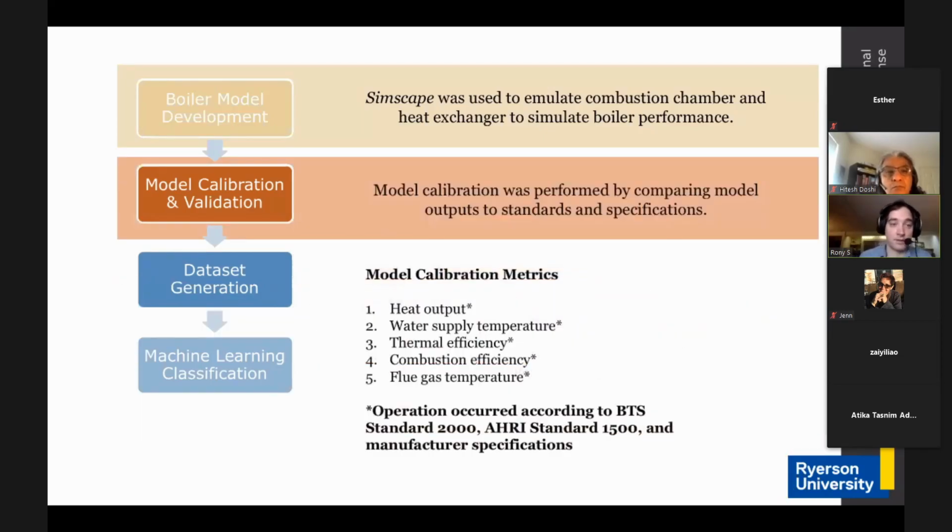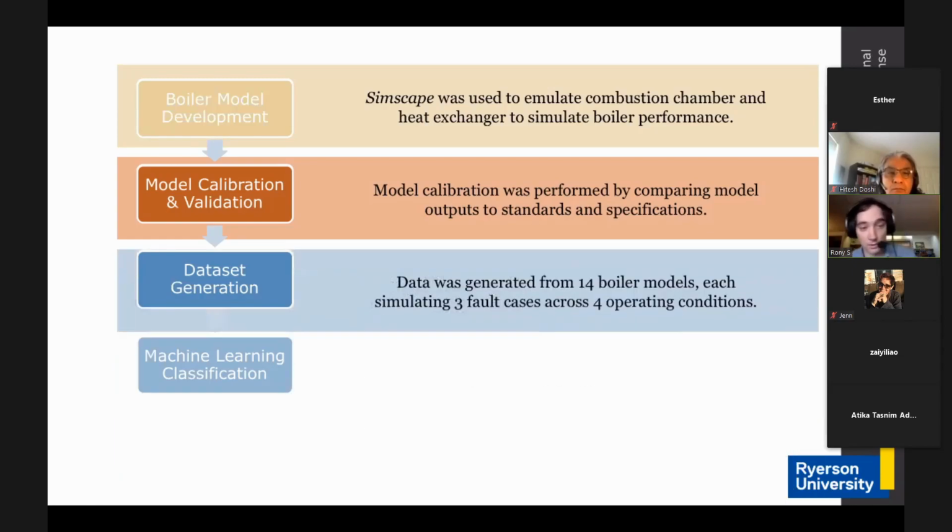The next step after developing the model was model calibration and validation. Calibration and validation was achieved by comparing the outputs to standards and manufacturer specifications. Here we have listed all of the outputs that we would compare between the manufacturer and our boiler emulator. Once the model was calibrated and validated, we were able to perform dataset generation.